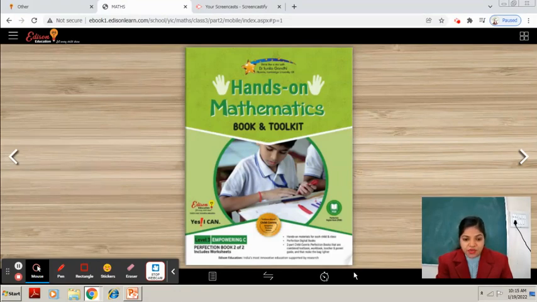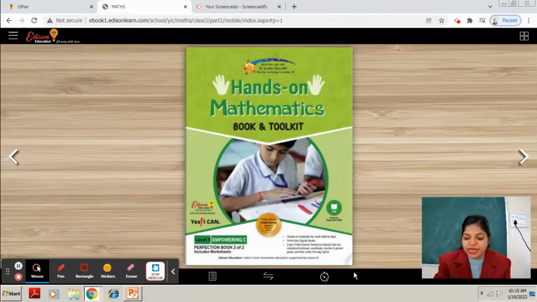On that day, we had done types of quadrilateral. We had done two types. One is trapezium and the second one is parallelogram. Right, students? So today we will revise once again.